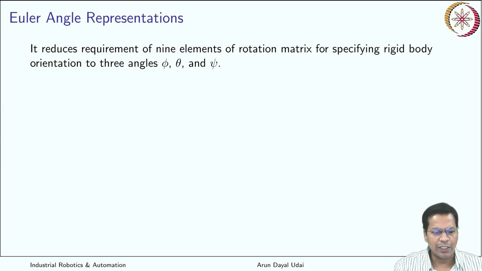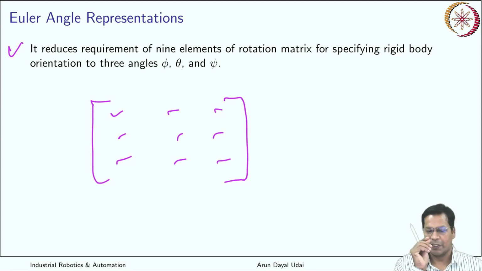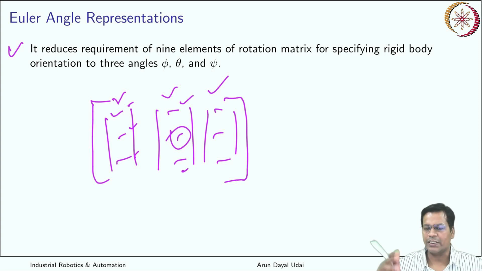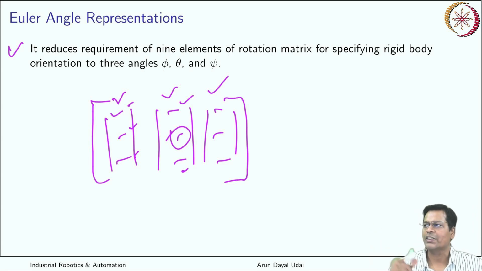Okay, so it reduces the requirement. What you saw is that the rotation matrix has 1, 2, 3, 4, 5, 6, 7, 8, 9 elements. Nine elements, and you have to know all of them. But all these elements are not linearly independent, because each one of them is a unit vector. If this changes, these two will also change. Any of these will change, you will see a change in this. So a total of 3 things can change, not more than that, because there are 3 orthogonal vectors. So that is the reason behind it.